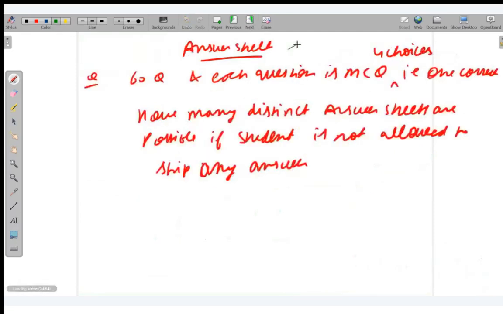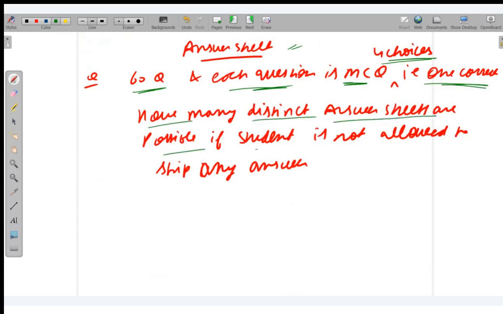Next is an answer sheet kind of question. So 60 questions are there and each question is MCQ. MCQ means we have 4 choices, that is, one is correct. So how many distinct answer sheets are possible if a student is not allowed to skip any answer?